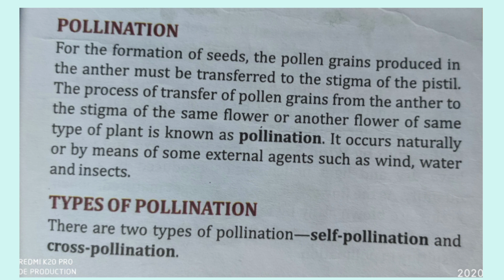So next let us understand what is pollination. Pollination means transfer of pollen grains from the anther to the stigma of the plant. This is the first step which has to take place for reproduction to occur. There are two types of pollination, self-pollination and cross-pollination.